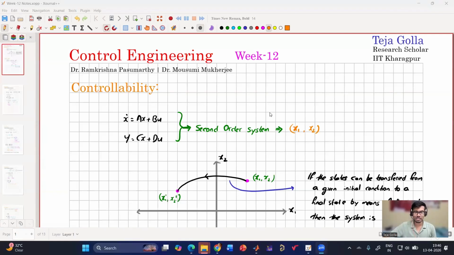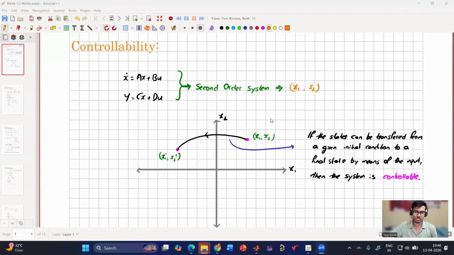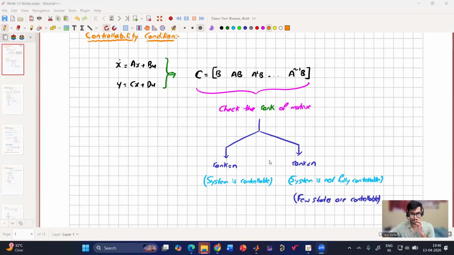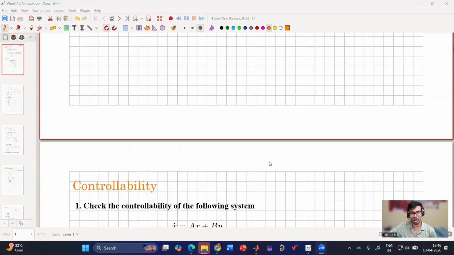So in week 12, we have discussed controllability, observability, state feedback design, as well as observer design. Controllability is that in which we can transfer the states from one initial condition to another final state by means of the input. In that case, the system is controllable. To check controllability, we check the rank of the controllability matrix, which is given by B, AB, A square B up to A to the power n minus 1 into B. If the rank is equal to the order of the matrix, then it is controllable. If not, then the system is not fully controllable. Some states are controllable, some are non-controllable.